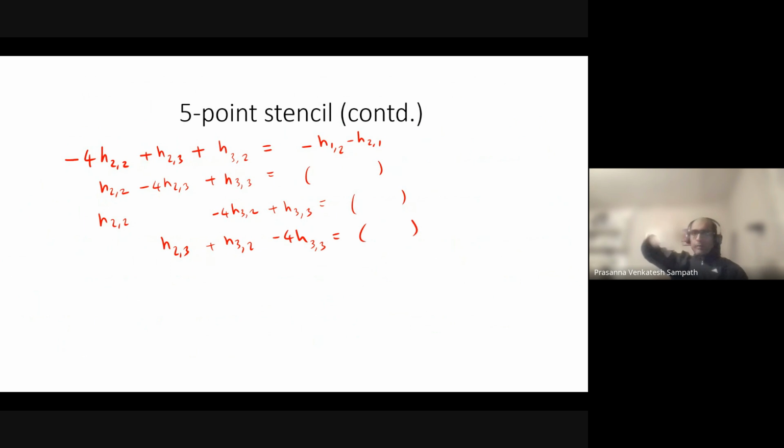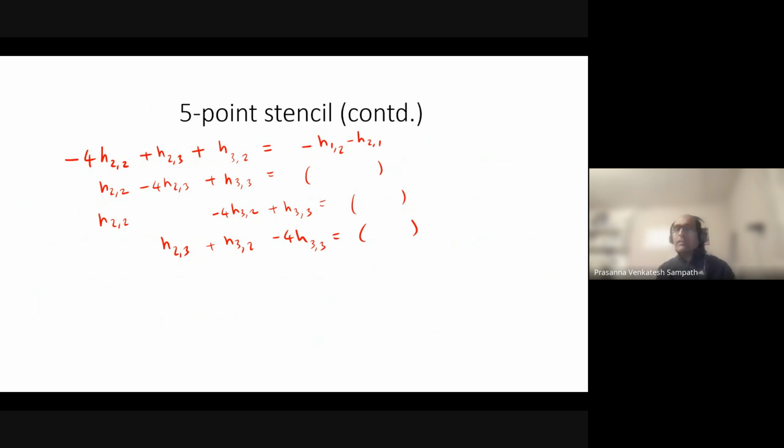All the known terms have gone to the right hand side. Now if you look at this, I've actually messed up a little bit on the second line, but bear with me. Can I write it like this? These are basically four equations, 1, 2, 3, 4, right? And how many unknowns? Four unknowns, four equations, totally solvable.